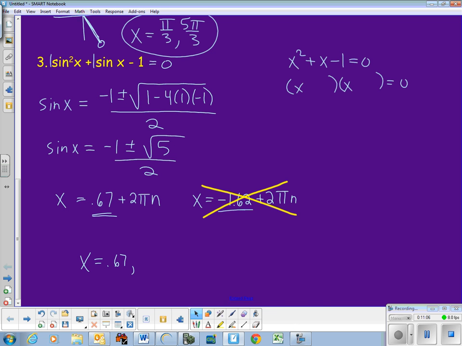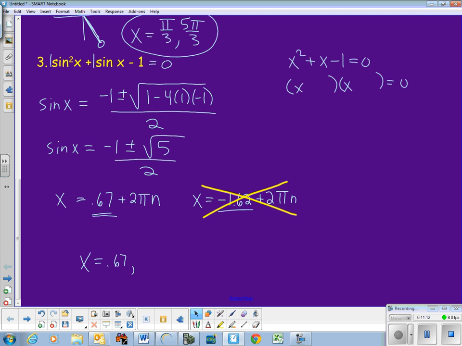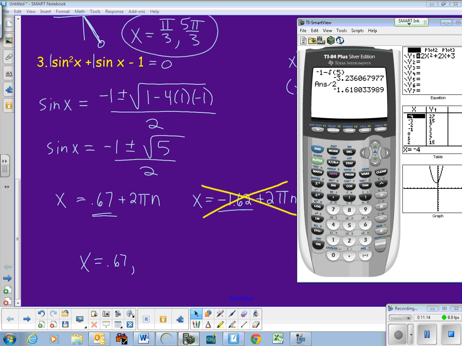So where does my other answer come from? Well, my other answer over here, when I inverse sined and got 0.67, go back to my calculator: negative 1 plus square root of 5 divided by 2. Try it again. Negative 1 plus square root 5 divided by 2, and then inverse sine of that value. So there's my 0.67 radians. There's another place that has a sine of 0.618.